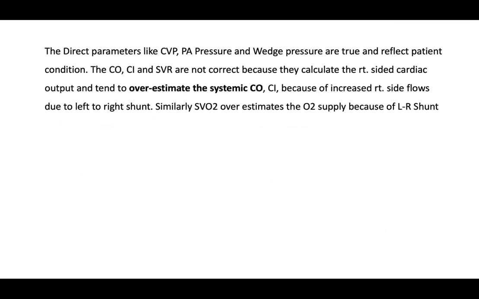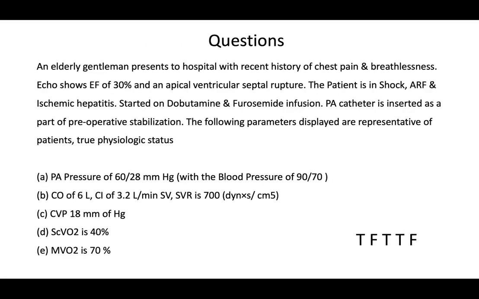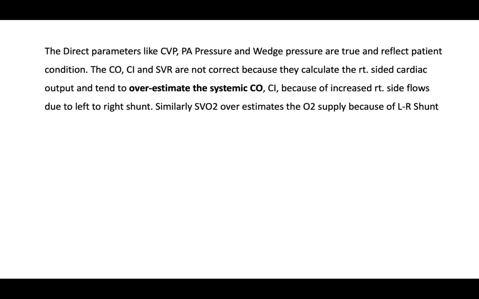So for another type of question, the direct parameters, you know that CVP, PA pressures, and wedge pressures are true and reflect patient condition. The cardiac output, cardiac index and SVR are all derived parameters and are not correct, because they calculate the right-sided cardiac output and tend to overestimate the systemic cardiac output and cardiac index because of the increased right-side flows due to left to right shunt. SVO2 often overestimates the oxygen because of left to right shunt. So accordingly, you will have to choose the responses. These are all exam oriented questions which may benefit students who are sitting for such exams.